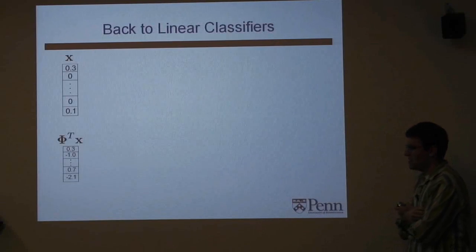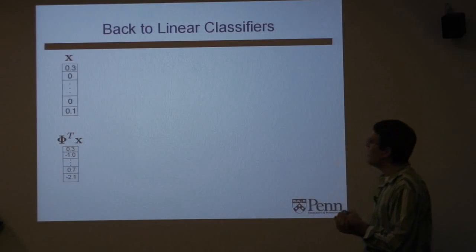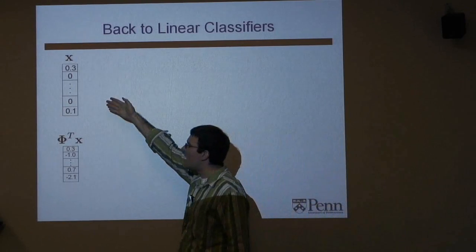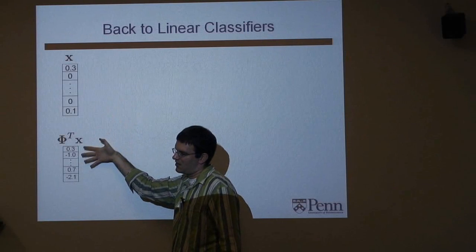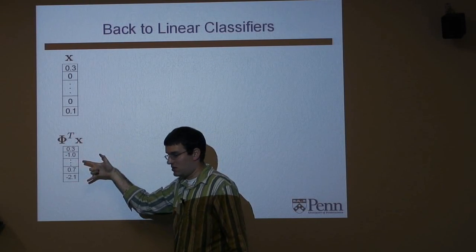Okay, so now back to the second step, which is how do we use this in a linear predictor. We have these two vectors, right? I showed you the high dimensional vector. Now we have the projection of this. Say we took the top 50 singular vectors. We have the projection onto a 50-dimensional real valued space.